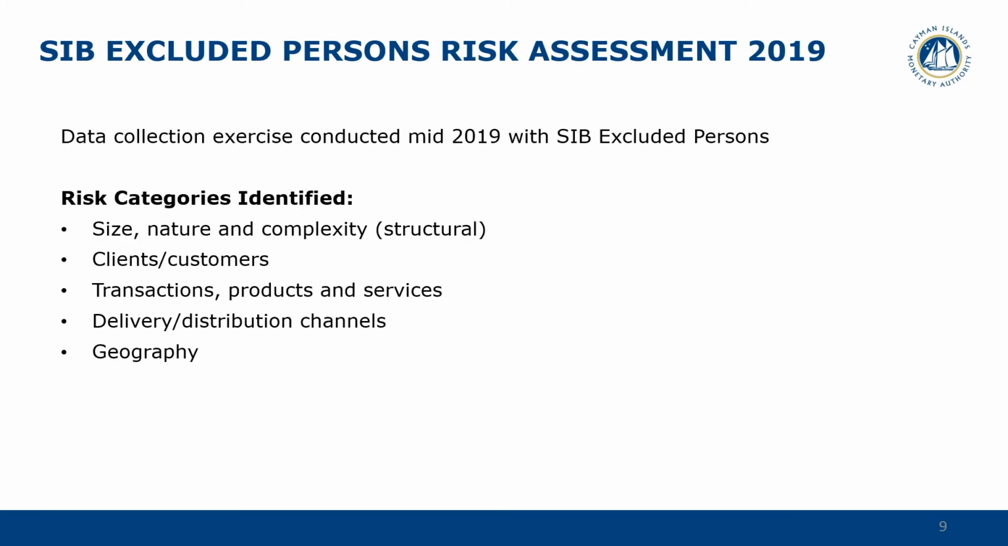So underpinning the CbP Excluded Persons Risk Assessment in 2019 was a great deal of data that was collected over the course of that year, and that was around the following categories: the size, nature and complexity, the structural risks, clients and customers, transactions, products and services, delivery and distribution channels and geography, and I'll come on to describe each of those in detail now.